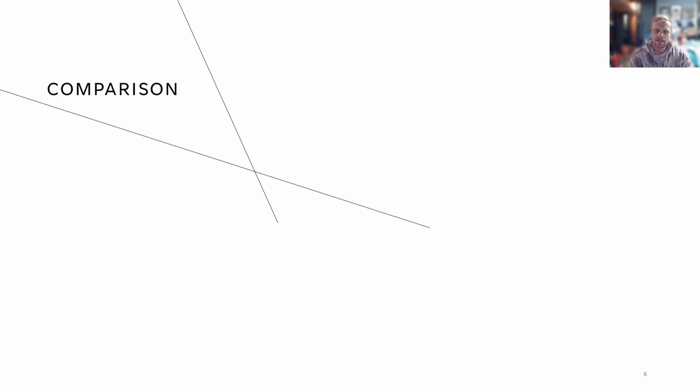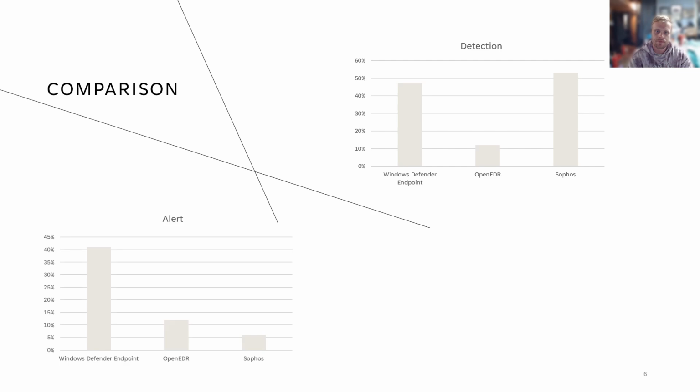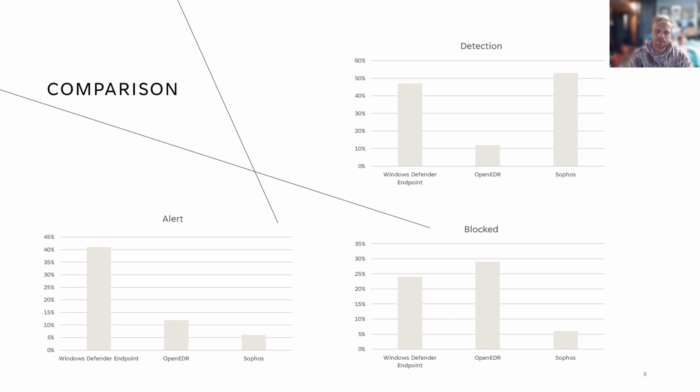When you compare each of the different measured steps of detection, alerting, and blocking an attack, a clearer picture arises. The closed source options performed better with detection, and both were similar in their success rate. Windows Defender performed the best with alerting the administration of an attack or an attempted attack. Lastly, and most surprising, was that OpenEDR did the best with blocking the known attacks.